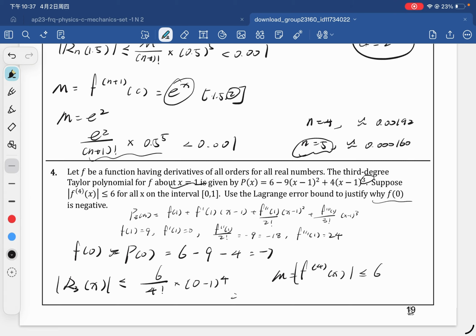So we get 6 divided by 4 factorial, and when we add the error to it, it's still negative because 6 divided by 4 factorial is so much less than 7. Whatever we subtract or add to negative 7, it's less than 0. So that's the reason why f of 0 is negative.